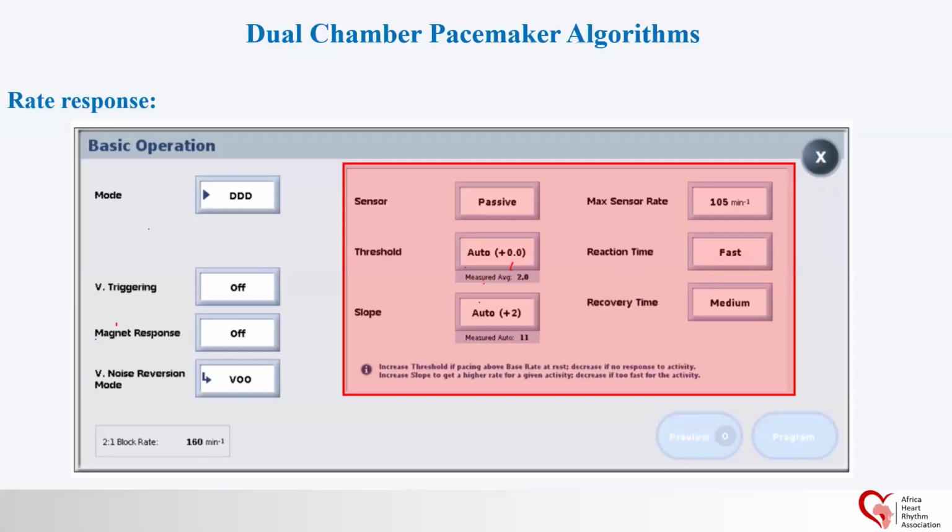That means the time that the sensor will take to react to the activity detected, and the recovery time. That means at the end of this activity, how the pacemaker will return to the base rate, whether medium, fast or slow. So we can adapt those settings to the profile of the patient.